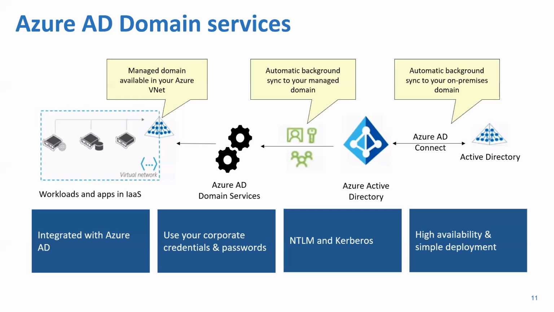well, right? So the way it would work is your on-prem Active Directory can sync with Azure AD, and then you enable domain services, and then it can start working with all your infrastructure as a service components like your servers, virtual machines, and things like this.